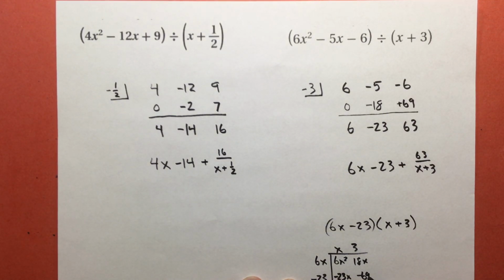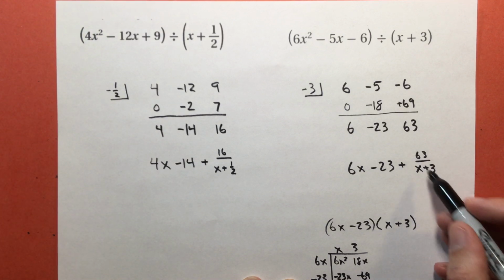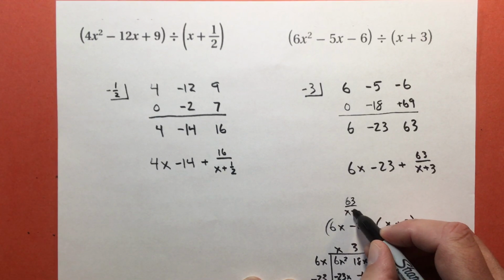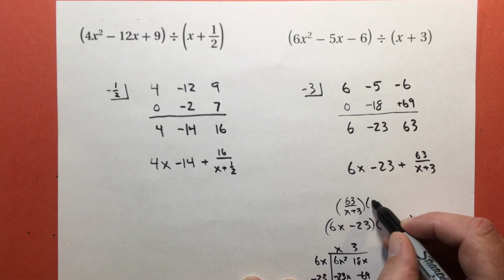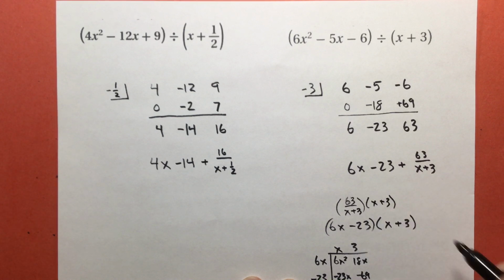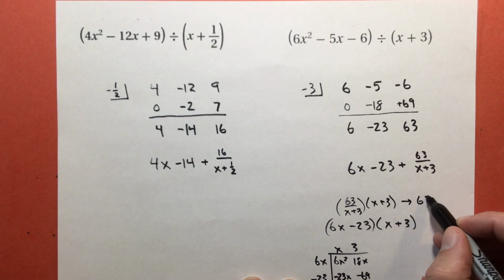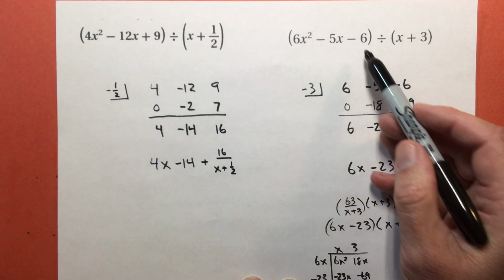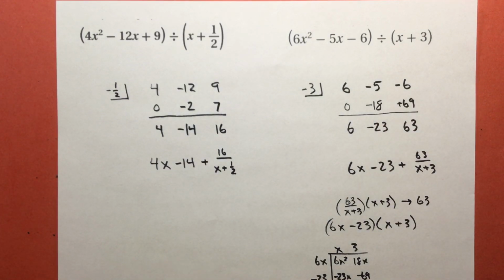And this is where the remainder comes in. If I multiply the last part, 63 over x plus 3, by x plus 3, that's just going to give me 63. And 63 plus negative 69 is negative 6. And I could have done that for all of them. So you can always go back and remultiply and see if you got it right.